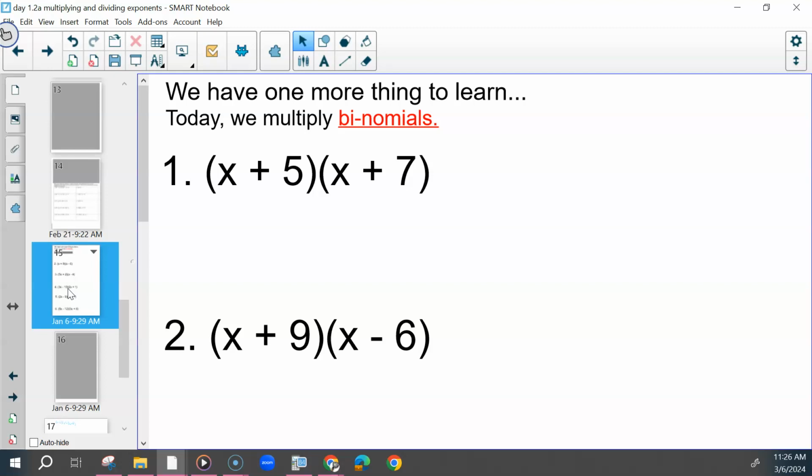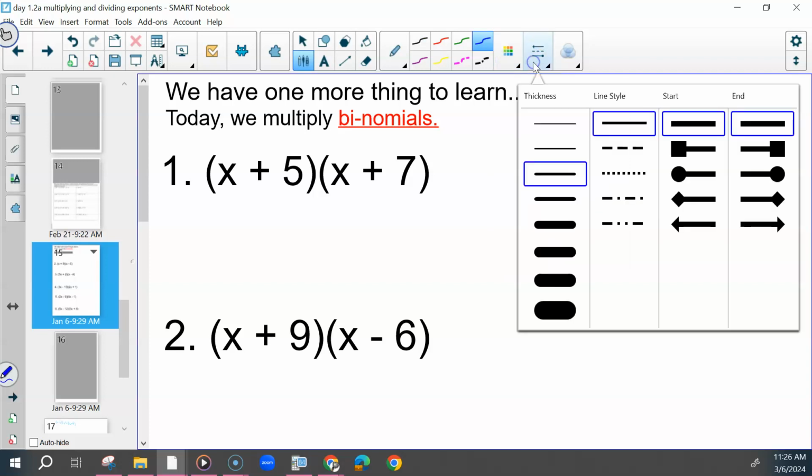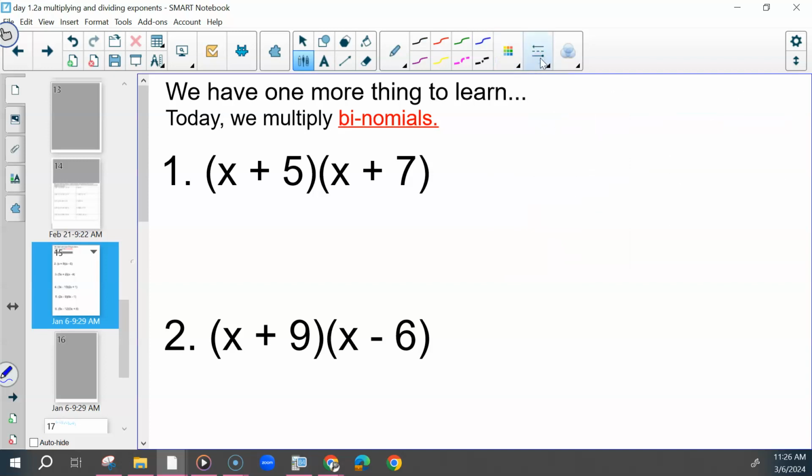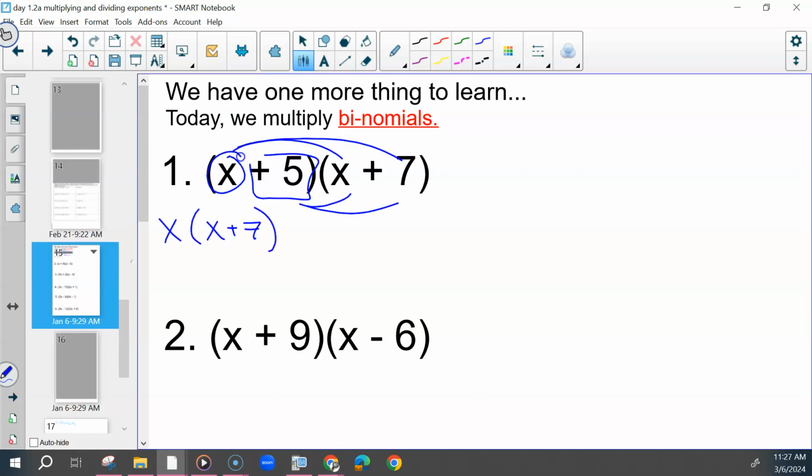Now I'm gonna show you how to do it algebraically. And I'm gonna show you a couple different ways, so you choose whichever method you like. One is just to think about this like you're multiplying everything to everything. So we have to kind of double distribute. Multiply everything, this first term to everything here, and this second term also to everything here, so I'm going to rewrite it, rearrange it, so that we have x times x plus 7, and then plus 5 times x plus 7.